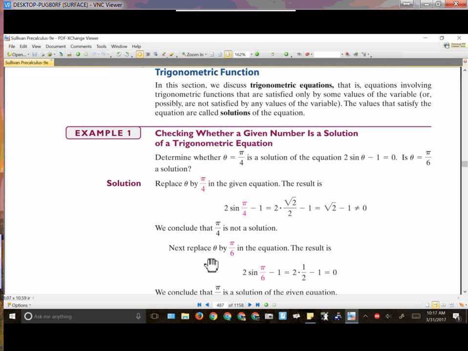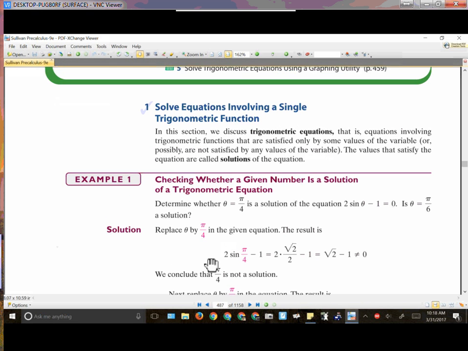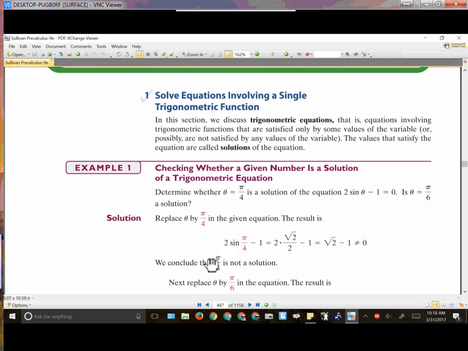Okay, so here we go. Now we're going to check whether a given solution actually works for a trig function. So when we're looking at this, does a solution actually work? Does it give us what we want to have? So they're asking us on this one, determine whether or not this one is actually a solution.